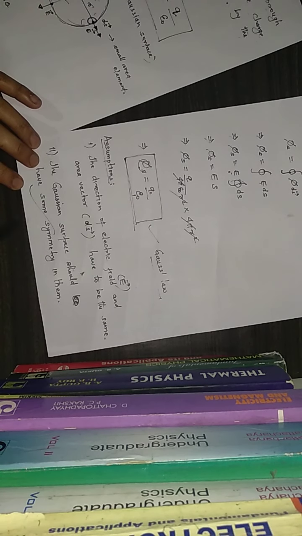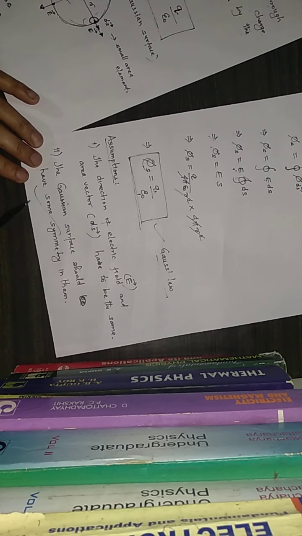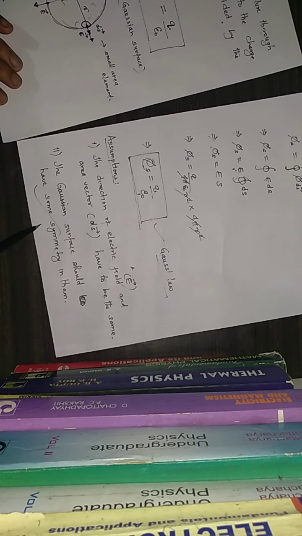If your surface is not symmetrical, let us take, if it is cubical or cuboidal, then the distance from the center of the cuboid to each point on the surface will not be the same. In that case, E will not be constant and you cannot utilize Gauss's law. So there should be some symmetry in the surface also. I think that's it for Gauss's law. Thank you.